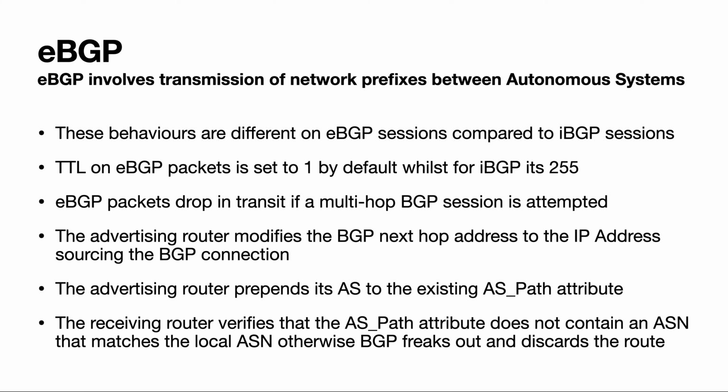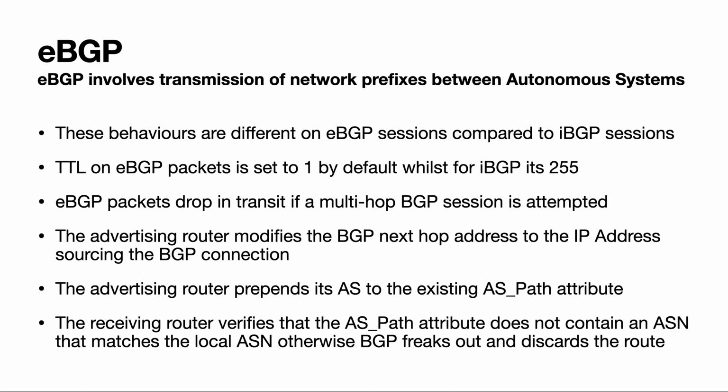The advertising router modifies the BGP next hop address to the IP address sourcing the BGP connection. The advertising router prepends its AS to the existing AS path attribute, and the receiving router verifies that the AS path attribute does not contain an ASN that matches the local ASN. Otherwise, BGP freaks out and discards the route, like I said before.